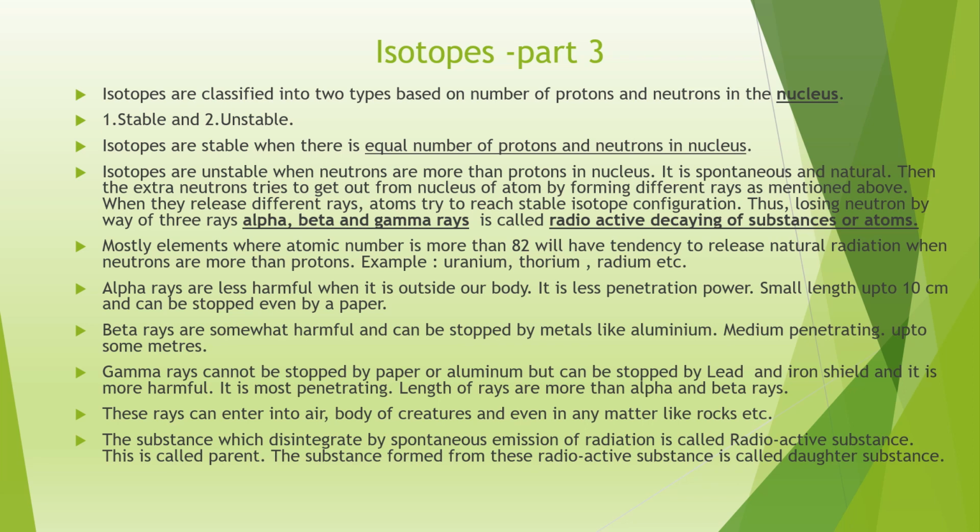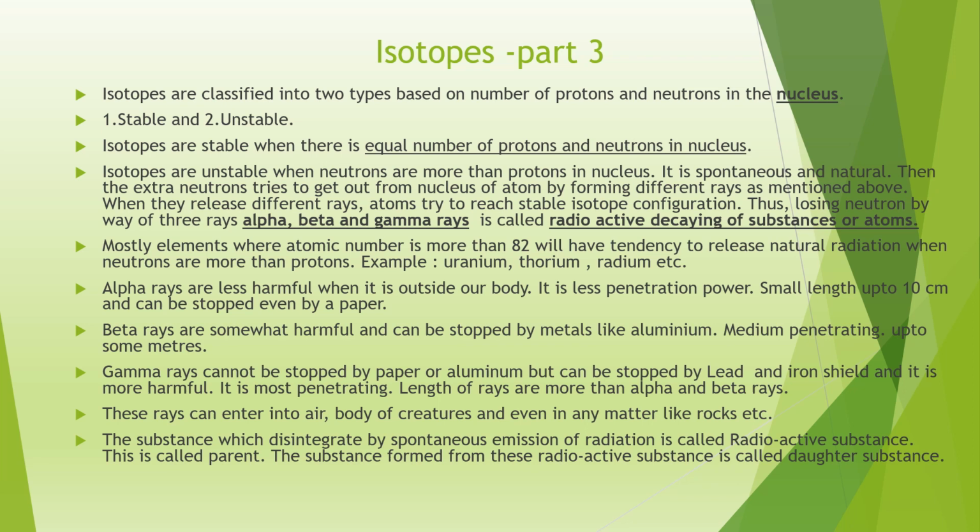Gamma rays cannot be stopped by paper or aluminium but can be stopped by lead and iron shields, and are more harmful. They are most penetrating. The length of the rays is greater than alpha and beta rays. These rays can enter into air, the bodies of creatures, and even any metal like rocks, etc.